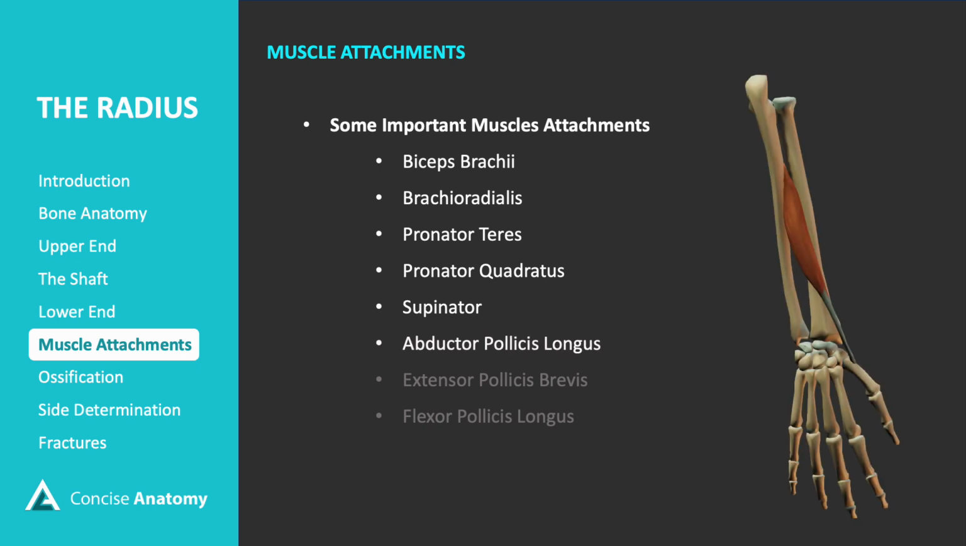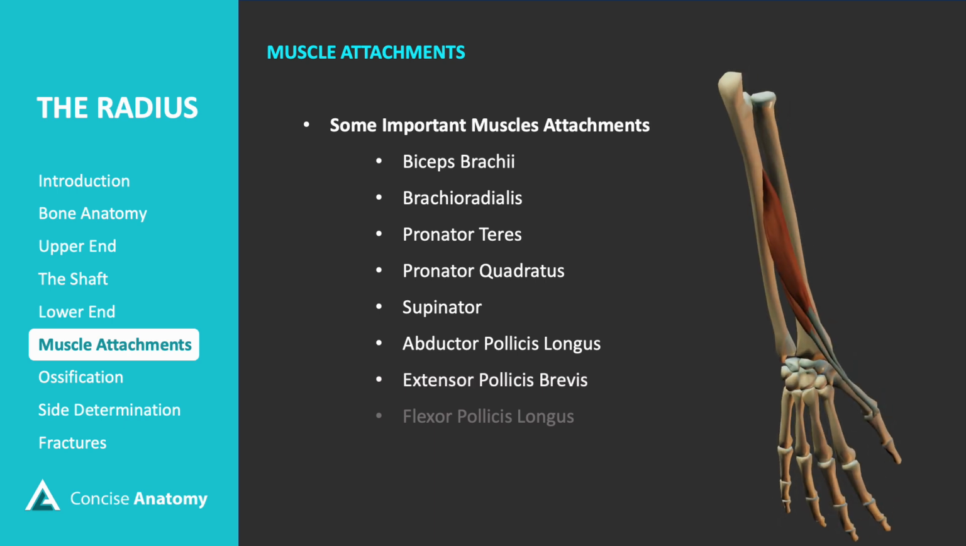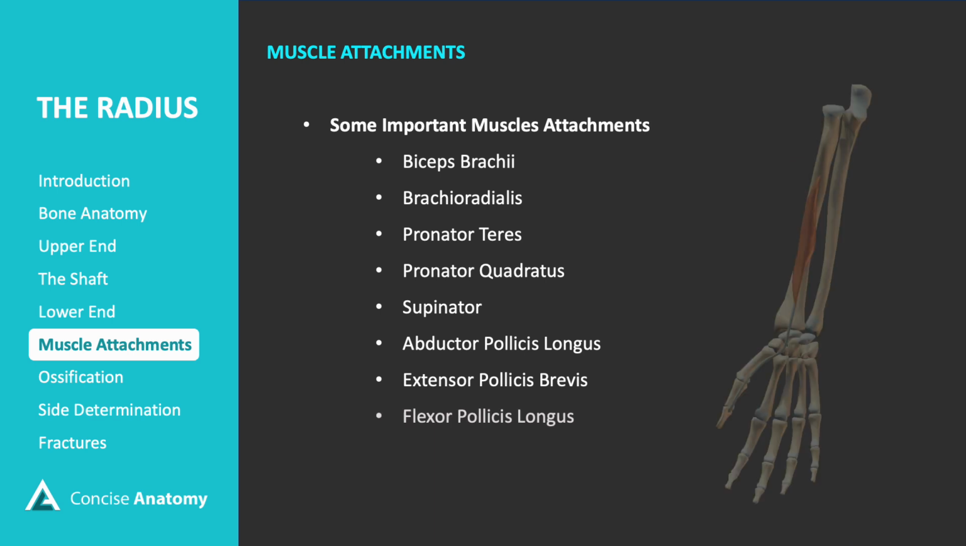The abductor pollicis longus originates from the posterior surface of the radius, aiding in thumb abduction. The extensor pollicis brevis muscle originates just distal to it, on the posterior surface of the radius, aiding in thumb extension. The flexor pollicis longus originates from the anterior surface of the radius, flexing the thumb.